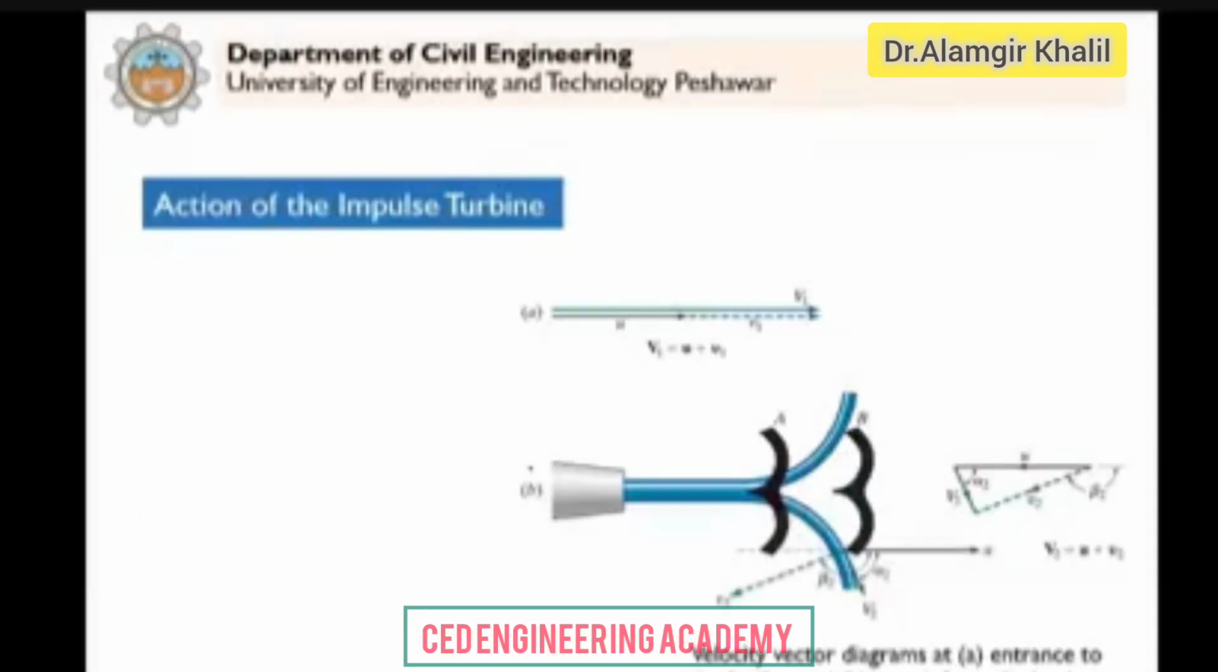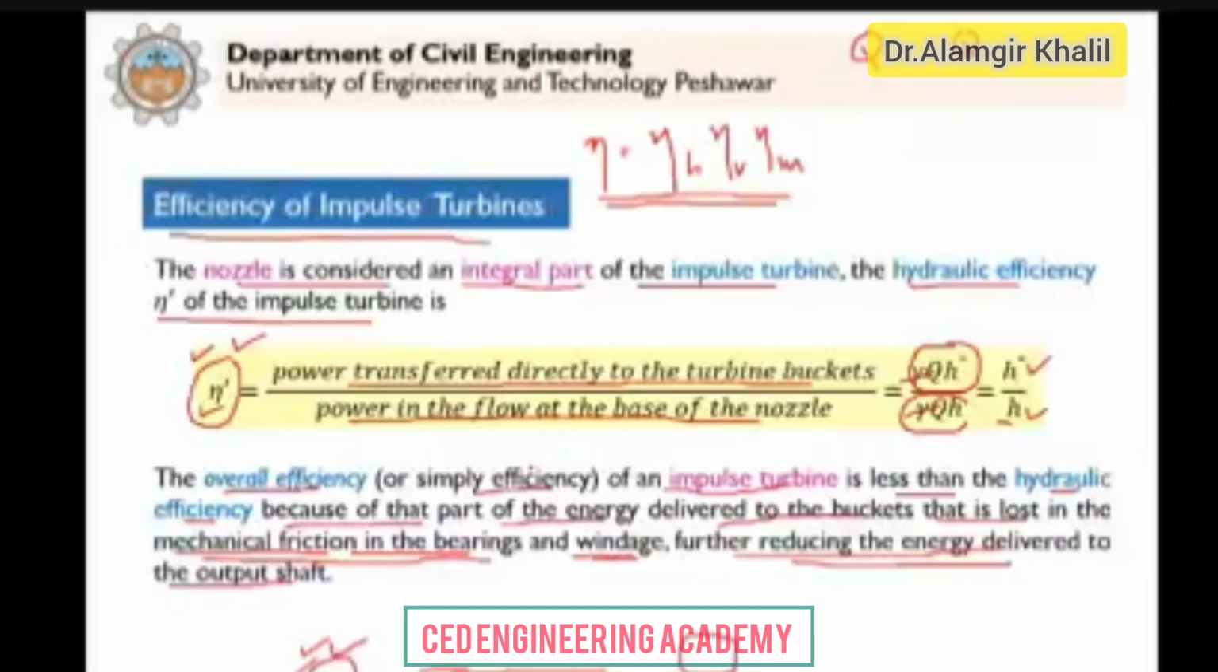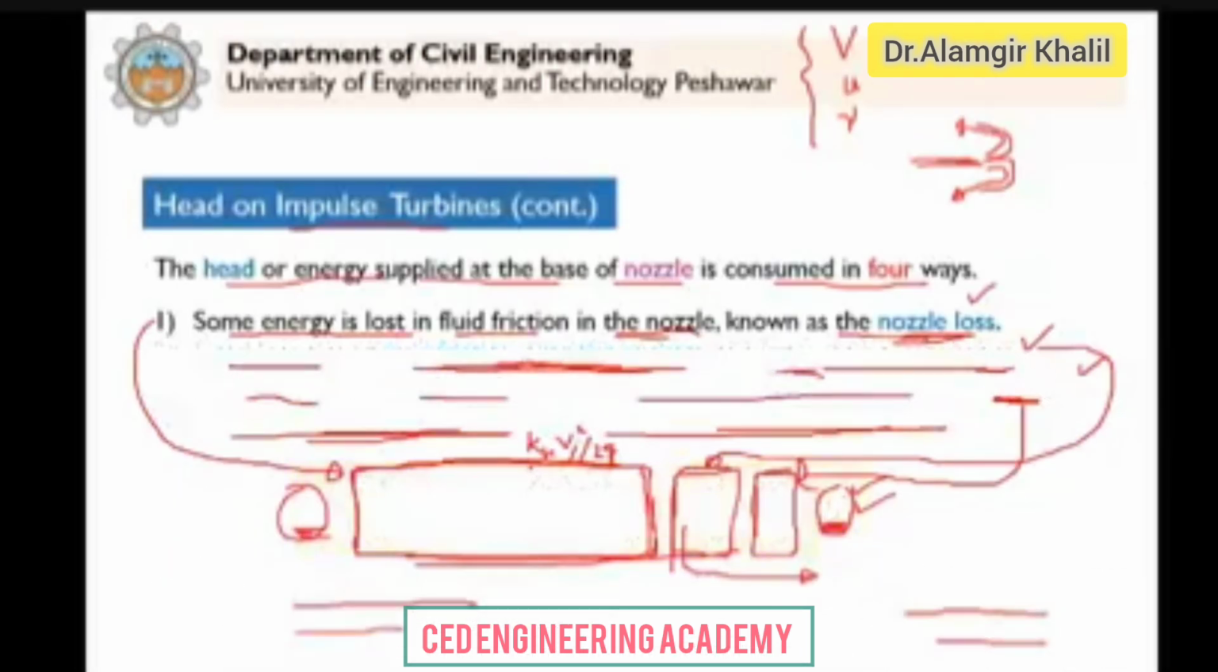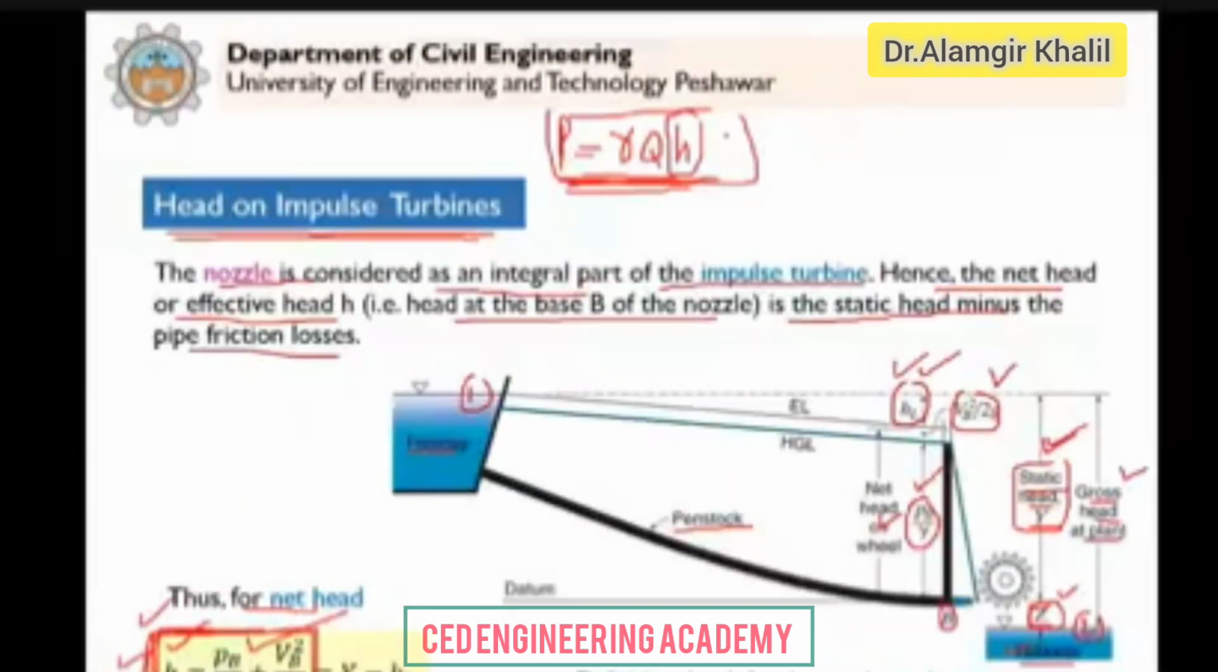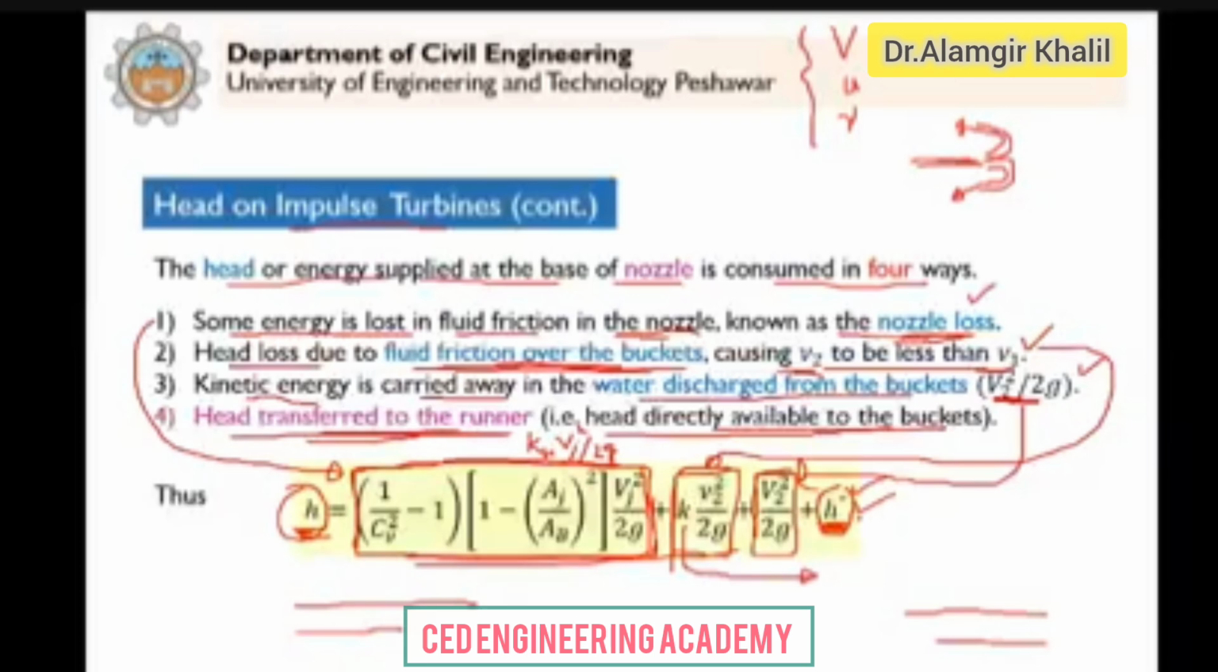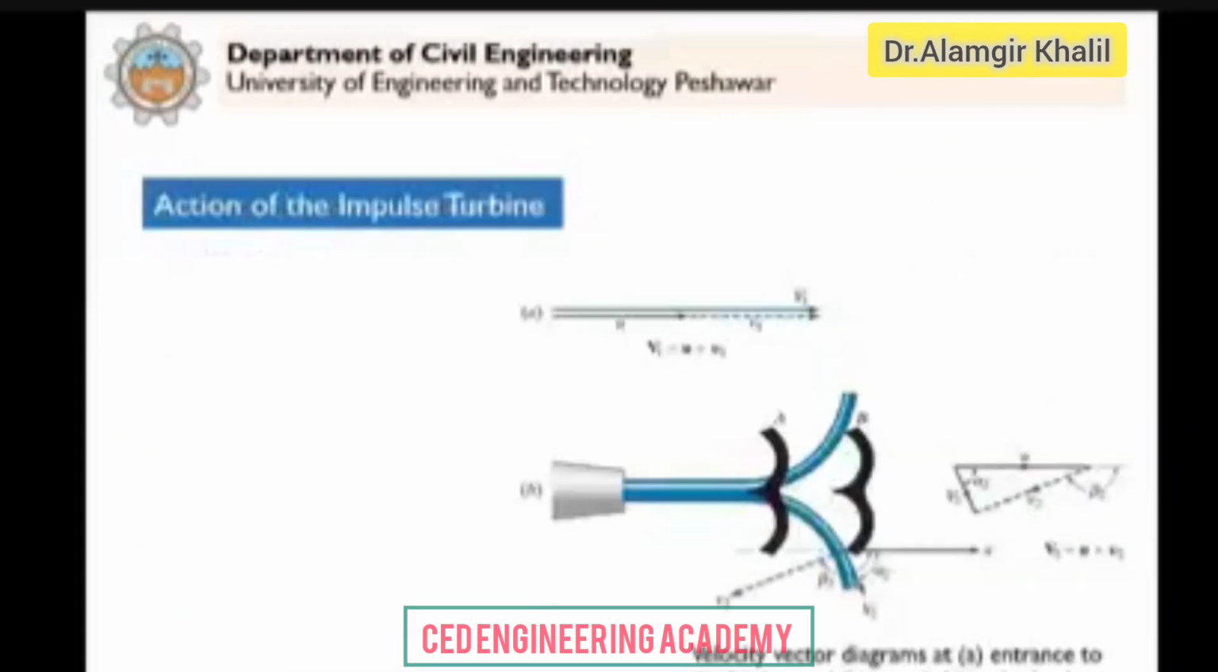Now that we are able to calculate, we talk about here the power transferred. So now it means how much force is acting as the water strikes the buckets, and then how much power is transferred. This is what we studied in momentum and forces in fluid flow. So now we are interested to calculate the action of the impulse turbine.